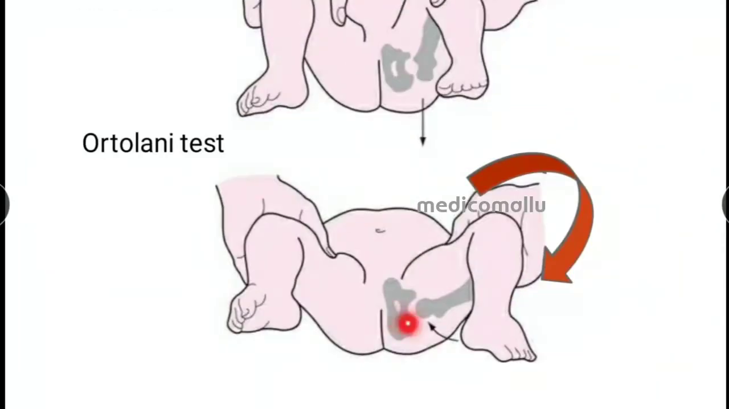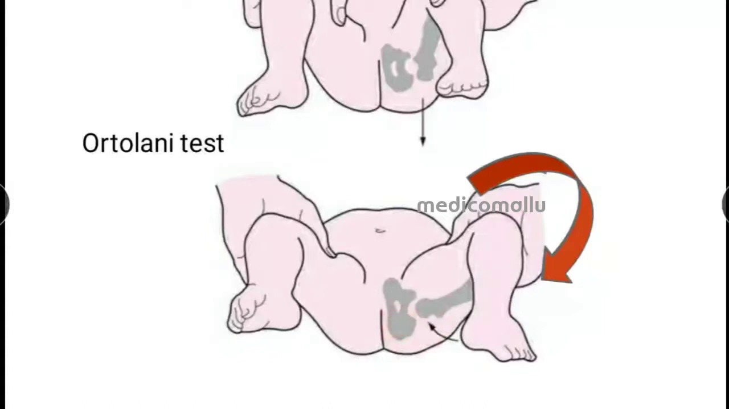So in the opposite direction we are performing this, and it is the Ortolani test. The second part of the Barlow's test, if we are performing that alone, is known as the Ortolani test. In the opposite direction we are abducting. So again, if we hear a clunk, it means the already dislocated head has gone into the normal position. So we have reduced it properly, and that's why we are hearing a clunk.